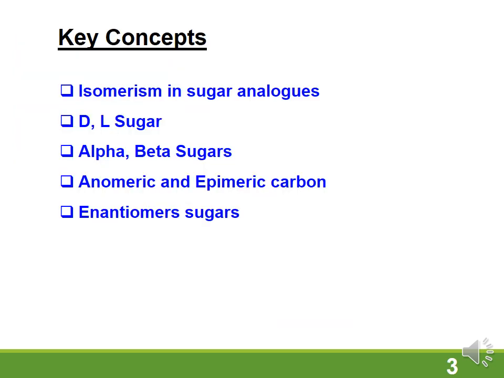Key concepts of the lecture are isomerism in sugar analogues, DL sugars, alpha beta sugars, anomeric and epimeric carbon, enantiomeric sugars. We will go through all these concepts in this lecture, and we will elaborate in detail the terminologies of sugars in terms of stereochemistry, like DL sugars, alpha beta sugars. These are the terms which are used in stereochemistry.